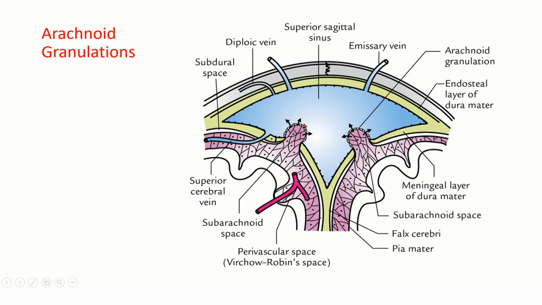You can see here these are the arachnoid granulations, and here you can also observe that whenever the blood vessels are entering into the substance of the nervous tissue, you can see the arachnoid mater is lining and there is a pia mater, and between them there is a perivascular space that is called the Virchow-Robin space.